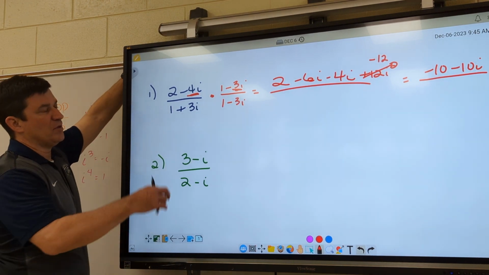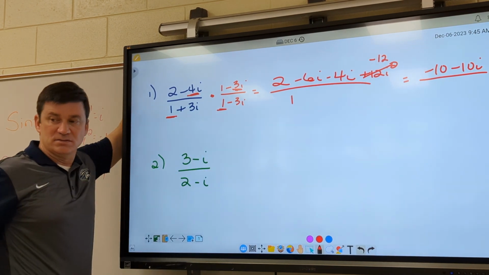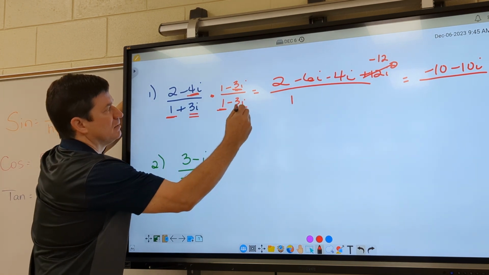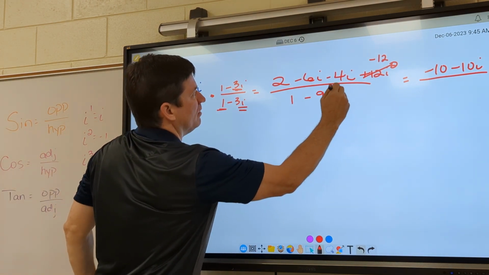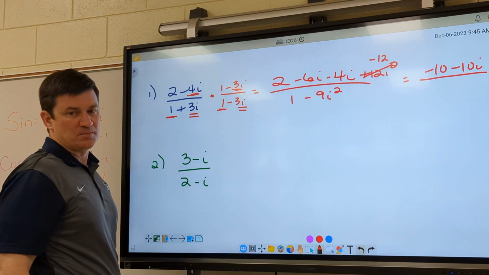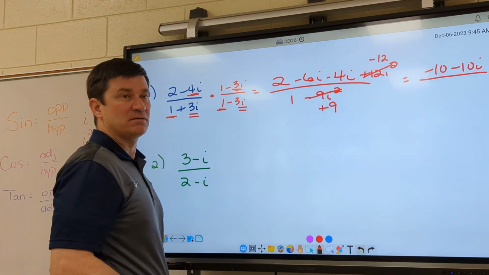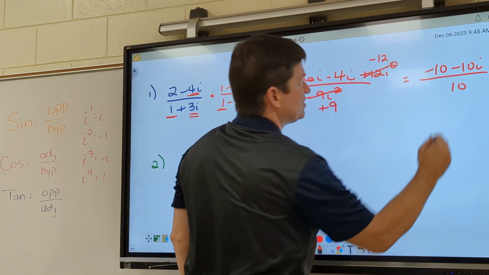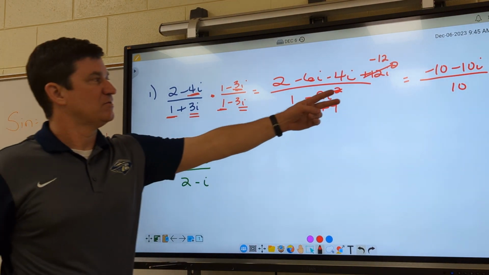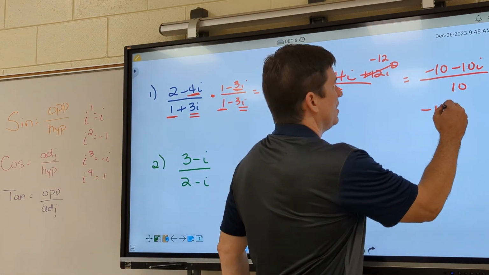All right, now look, on the bottom, guys, all you have to do is times the front numbers. That's 1. And times the numbers on the end. That's negative 9i squared. All right, what's that negative 9i squared going to turn into? 9. Everybody understands how that's plus 9? Bottom is 1 plus 9, which is 10. All right, look at your fraction. What can I divide all 3 numbers by? 10. Final answer, negative 1 minus 1i.